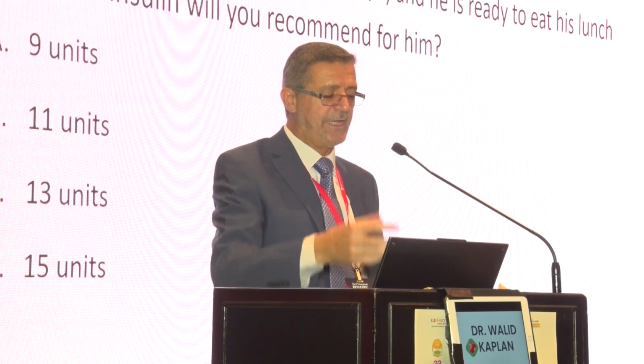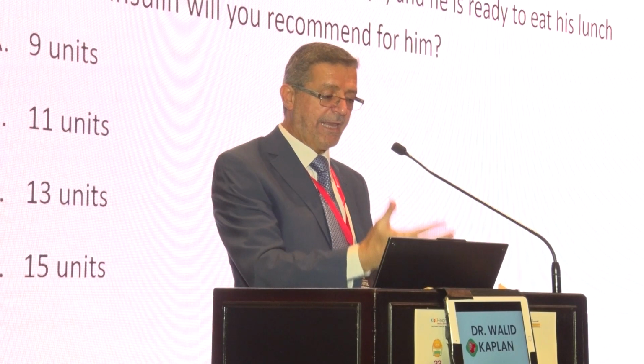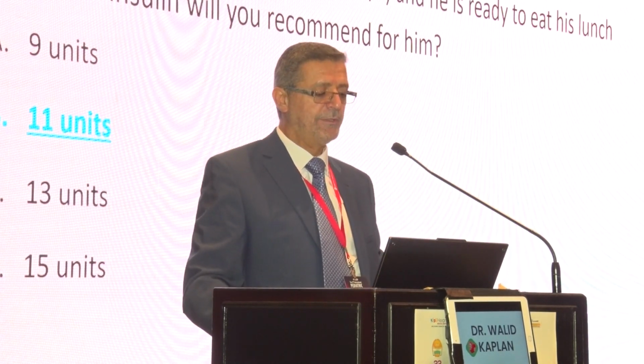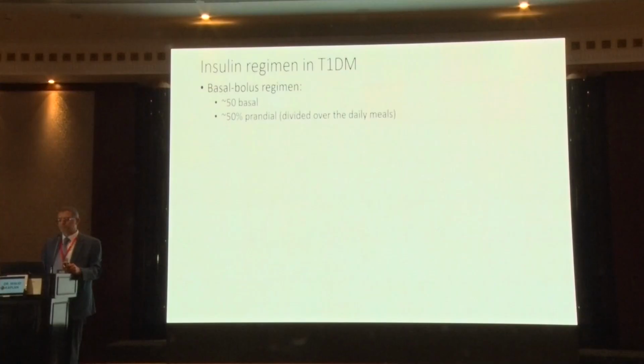So let me, for the sake of time, again, he's taking 8 units for the prandial, so how do we calculate his dose? Usually, the basal bolus regimen is split into 50% of the total dose as basal, 50% as total prandial, not necessarily exactly. But then on top of that, we have to give correction when the blood sugar is high. So how do we calculate the correction?